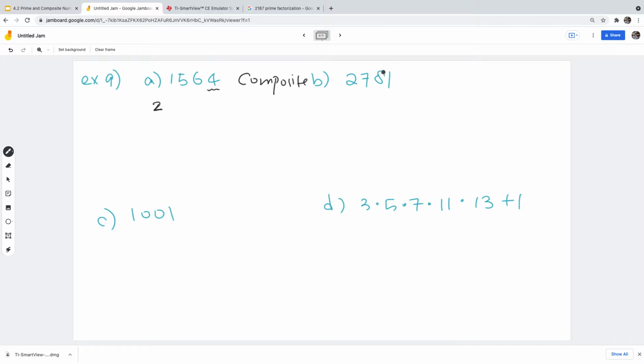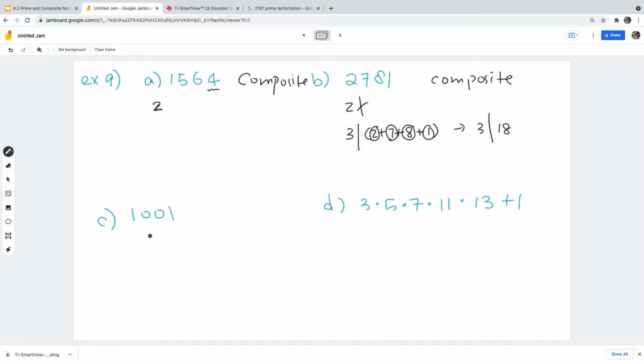Okay. How about 2781? It's not divisible by 2. Let's think about 3. To find out the divisibility of 3, we can just add all the digits together and see if the sum is divisible by 3. So 2 and 8 is 10, and 7 and 1 is 8. So we just need to check 3 divides 18. Yes, it is divisible, so it is a composite number. Because 2781 not only has 1 and itself, but also 3 as a factor.